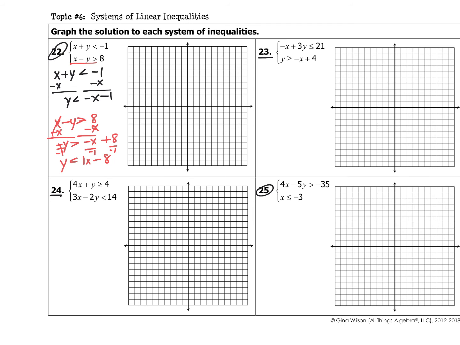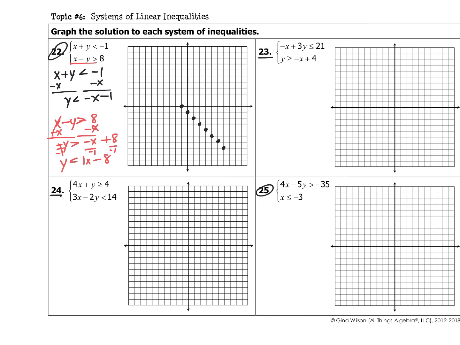I'm going to go back and graph the first one. So y is less than -x minus 1. Start at -1 on the y-axis. The slope is -1, so I go down 1, right 1, down 1, right 1, and keep going. And then I'm going to go back and go the opposite direction.